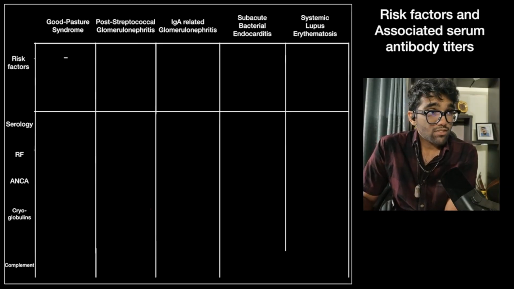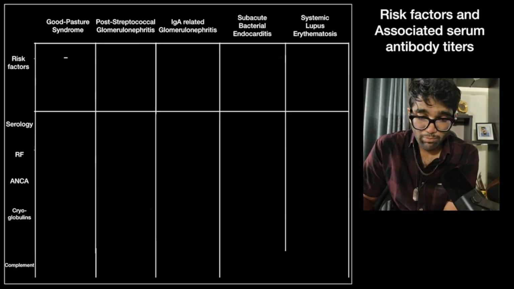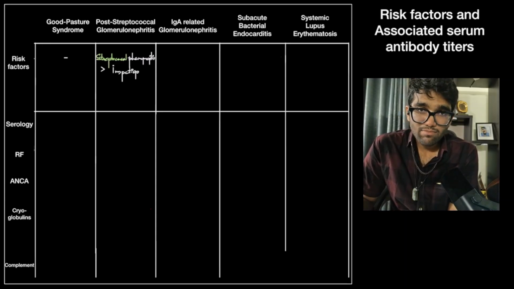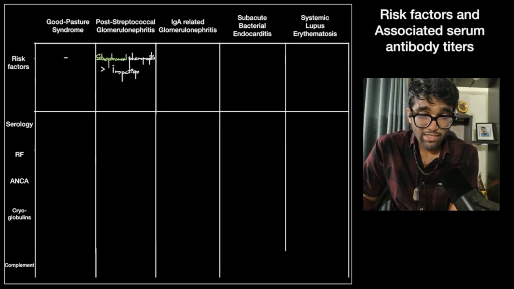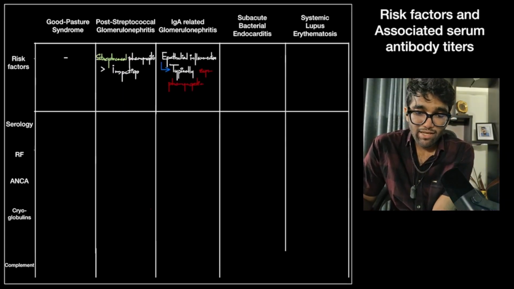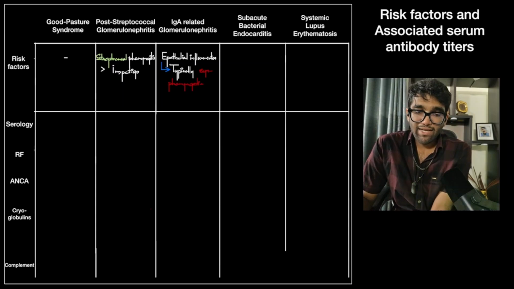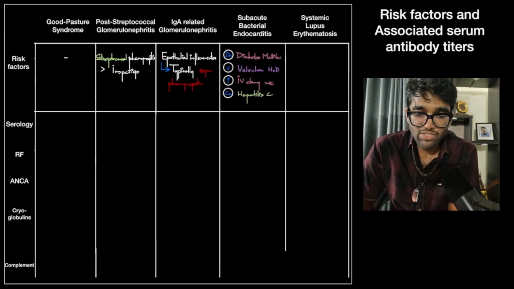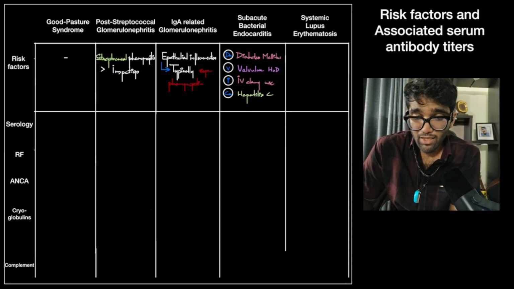Now, Goodpasture syndrome actually is very rare, so it has no reproducible risk factors. Post-streptococcal glomerulonephritis is always triggered by a streptococcal infection, either pharyngitis or impetigo, but much more commonly pharyngitis. IgA glomerulonephritis can be induced by any epithelial infection, and like I just mentioned, it is classically said to be synpharyngitic, as in coinciding with the development of pharyngitis.